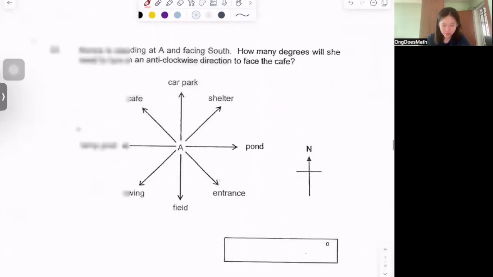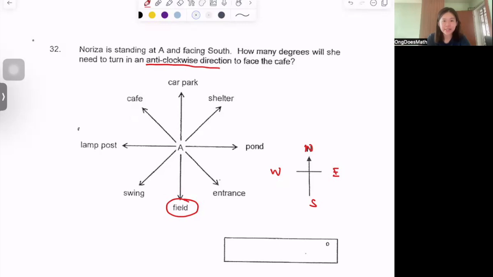Okay, next. Now Riza is standing at A and facing south. How many degrees will she need to turn in an anti-clockwise direction to face the cafe? So now she's facing south. Where is south? So here is north. South will always be at the bottom of north. East will be on the right. West will be on the left. North, south, east, west. So if she's standing at A and facing the south, it means that she's facing the field. Then now she wants to turn in anti-clockwise direction.